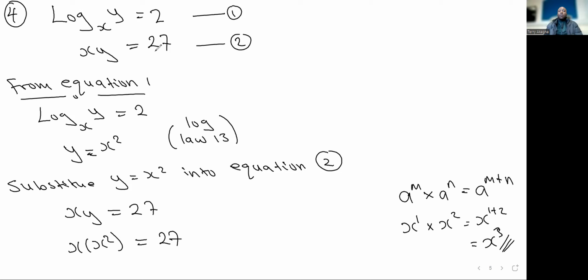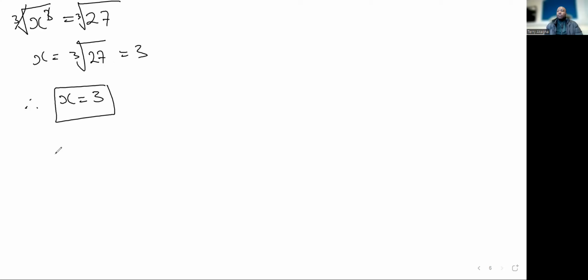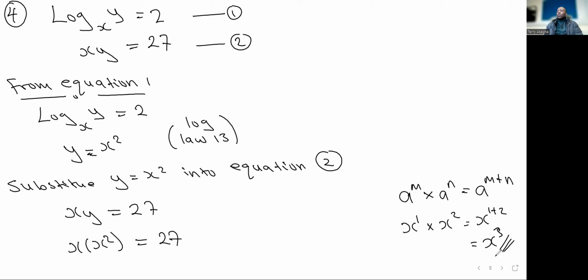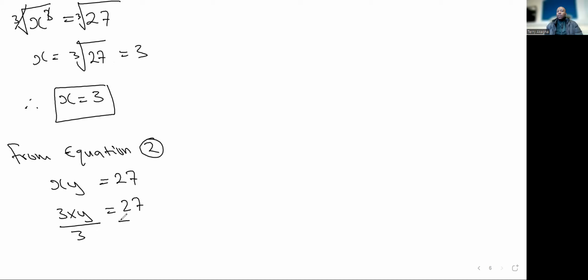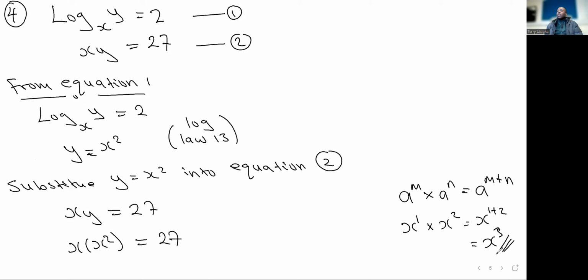Now, since x is equal to 3, we can substitute it into any of these equations to get y. I prefer to substitute it into equation 2 because it looks very easy. So from equation 2, xy is equal to what? 27. But we also know that our x is 3. So it's going to be 3 times y is equal to 27. Divide both sides by what? 3. So therefore, y is equal to what? 9.